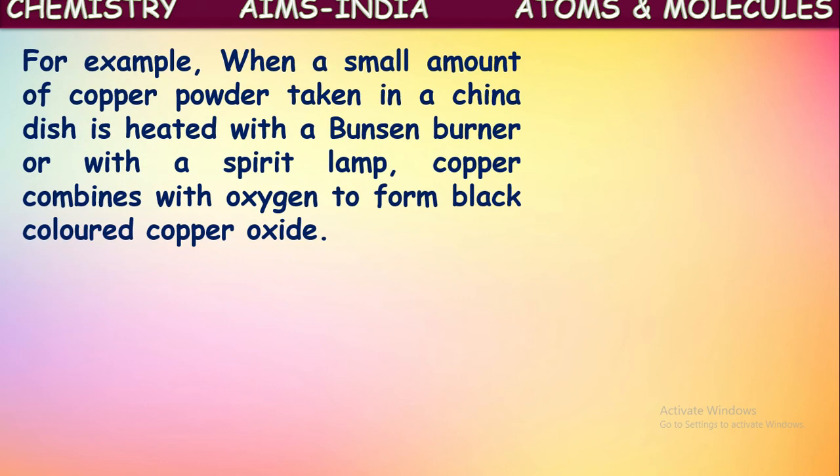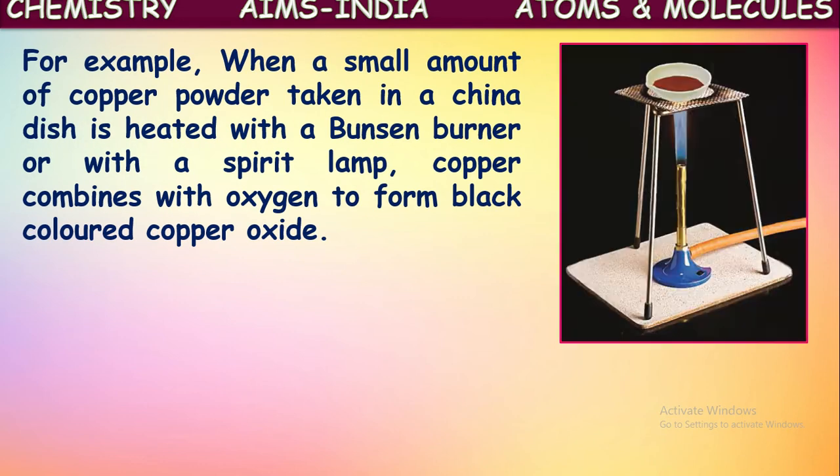Let us see an example here. When a small amount of copper powder is taken in a china dish and heated with a Bunsen burner or a spirit lamp, copper combines with atmospheric oxygen and forms black colored copper oxide. What's happening here?